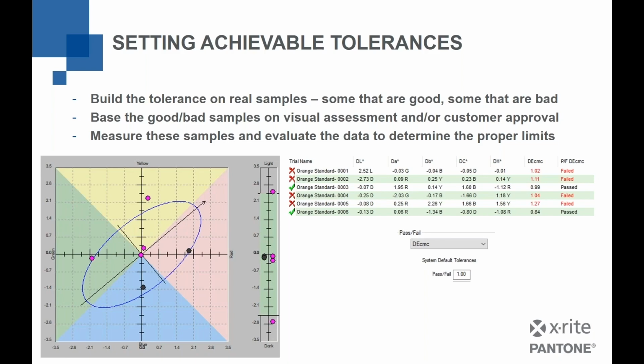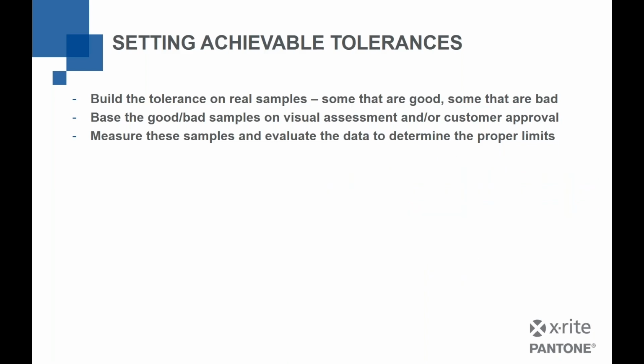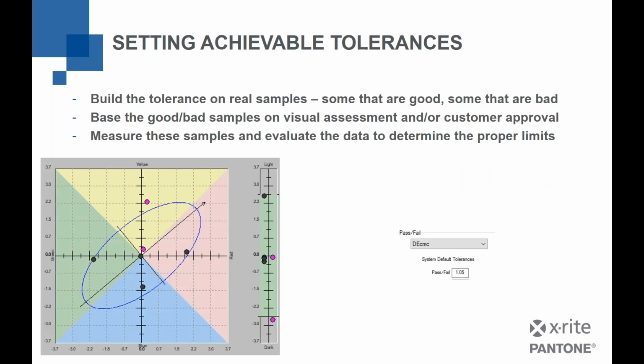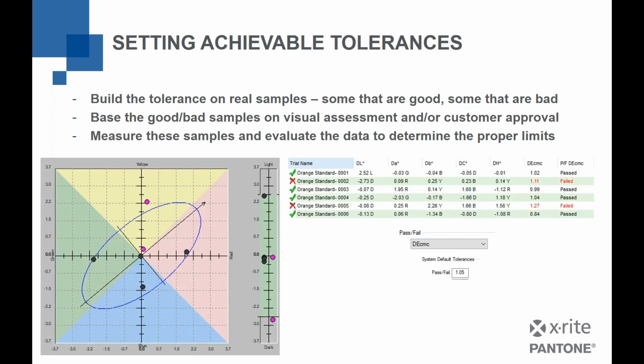However, in this particular instance, let's assume that I have determined that my samples 0001 and 0004 are visually acceptable, okay? And the customer has actually accepted them. Well, they're at 1.02 and 1.04. Then I probably don't want to use a 1.0 tolerance. And so it can be as easy as taking those samples and adjusting the tolerance now to 1.05, and now you'll see I have more samples that plot with a dark colored circle, meaning they passed. And in fact, my tolerance data has followed through, and I'm now getting more green check marks.